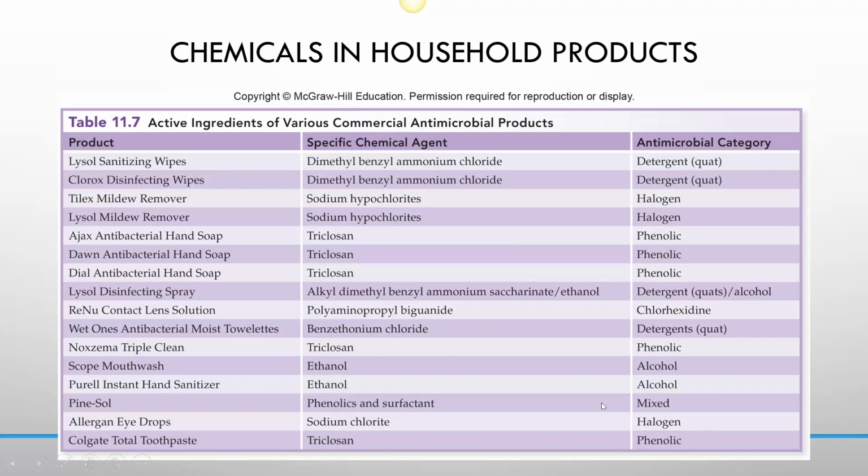This is a list of some active ingredients of various commercial products, and you can see what has triclosan in it: Ajax, Dawn antibacterial hand soap, Dial antibacterial hand soap, Colgate toothpaste, Noxzema Triple Clean. Those types of compounds could cause that to come out of our urinary system.